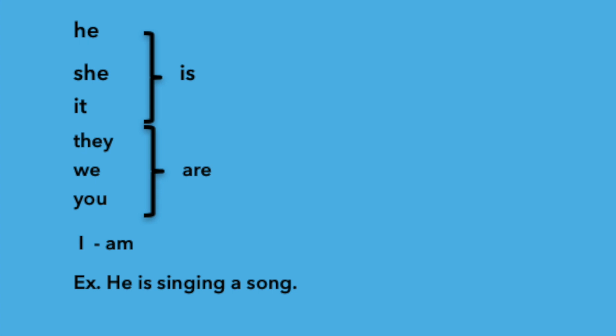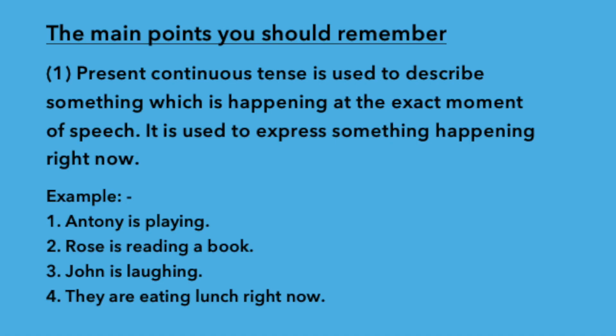Okay, so let's see what are the main points we have to discuss, or what are the main usages of the present continuous tense. The first point you should know is present continuous tense is used to describe something which is happening at the exact moment of speech. It means it is used to express something happening right now.